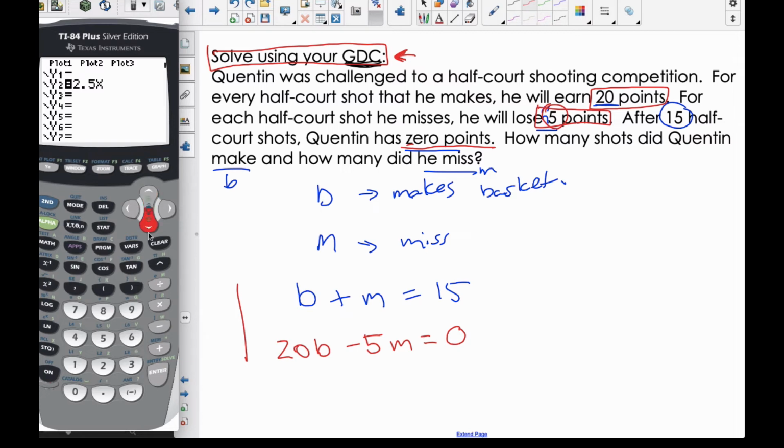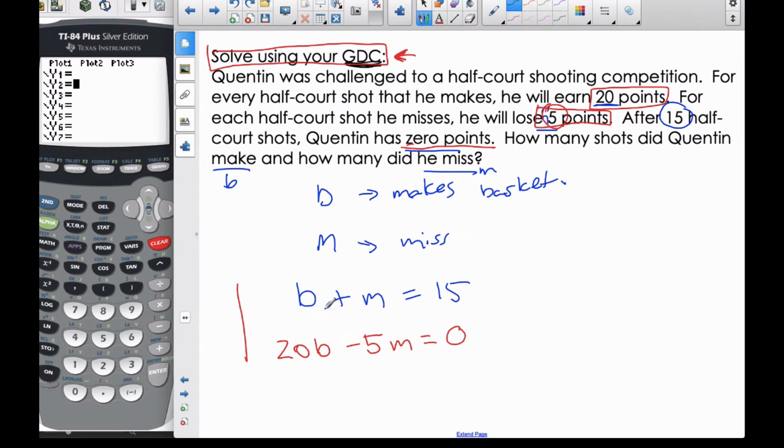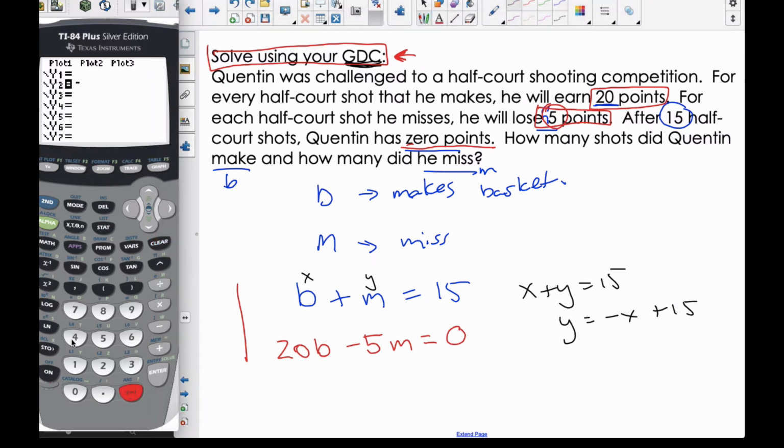If I'm going to use my graph, I'm going to put it into y equals, but I don't have any y's or x's in here. So I have to rearrange these equations. They're both in standard or general form, so we need to decide which one is going to be y. Let's pretend this is x and this is y. So I could say x plus y is 15. Then I solve for y by subtracting x over, and y will be negative x plus 15.